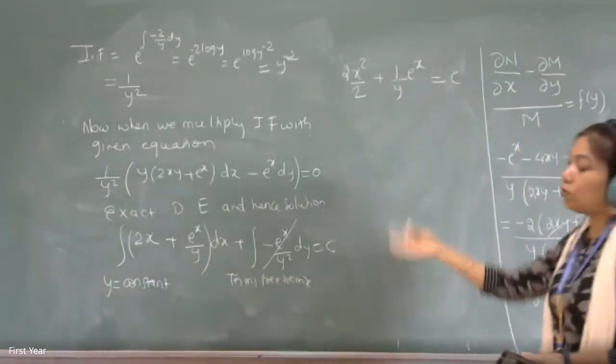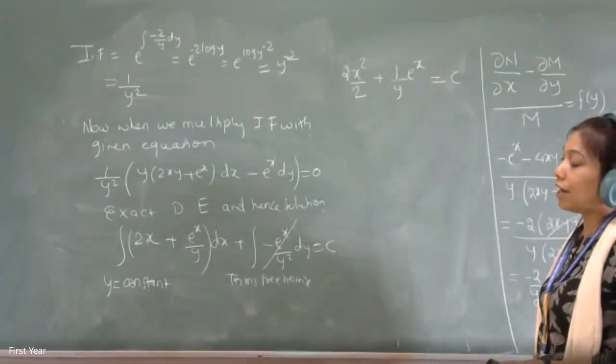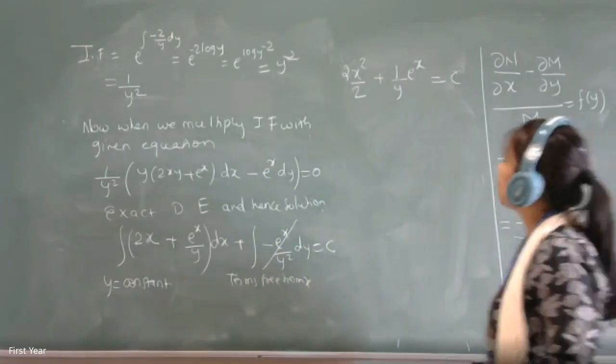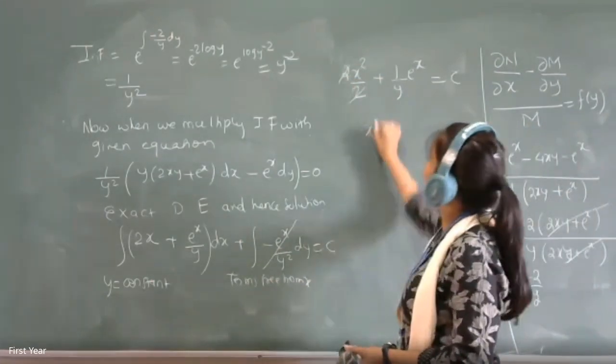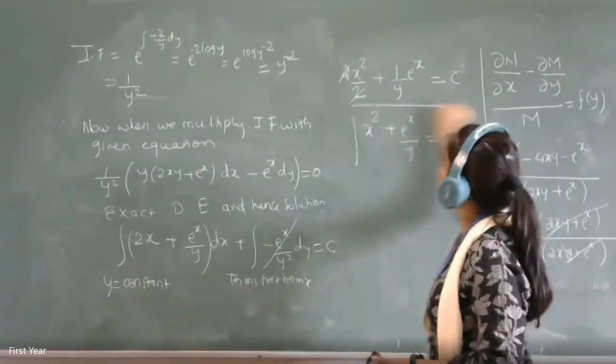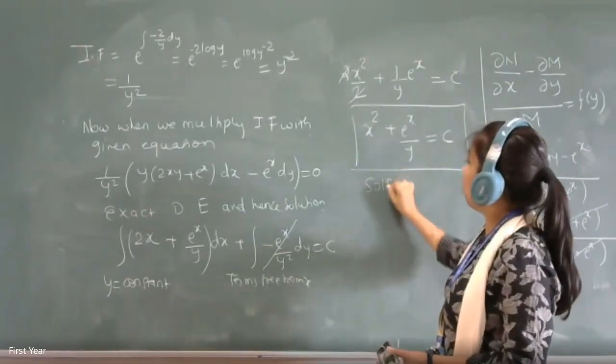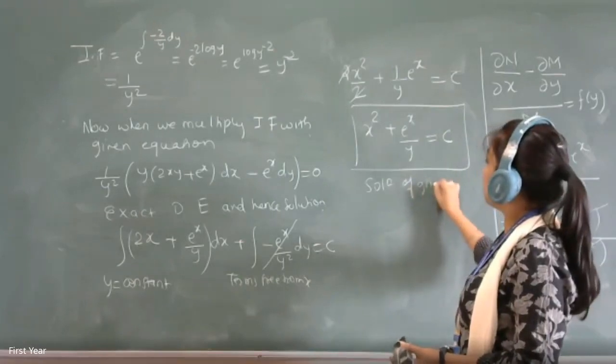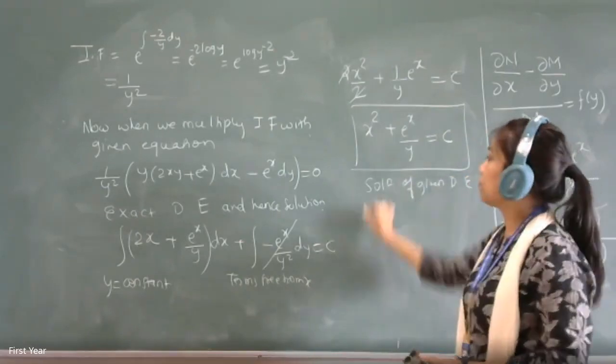If you do it the other way around, free from y and x is constant, you get the same answer. Check. So 2 into x cancel. x square plus e raised to x by y is equal to c is your solution of the given differential equation.